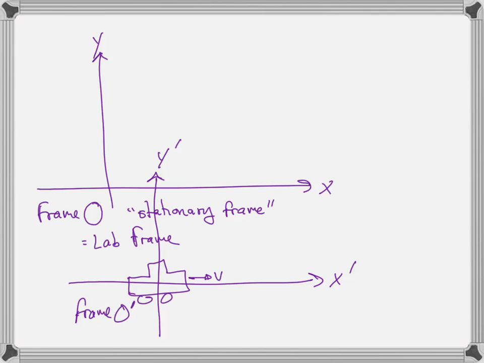We could just as well say I'm in the car, and I could call the car my stationary frame. The car is frame O. And say, look, the lab's moving by the car. The lab is moving relative to me, so the lab is the moving frame. So it doesn't matter which is the moving frame and which is the stationary frame. If we're talking about two inertial frames, we're going to define one as frame O and one as frame O prime.